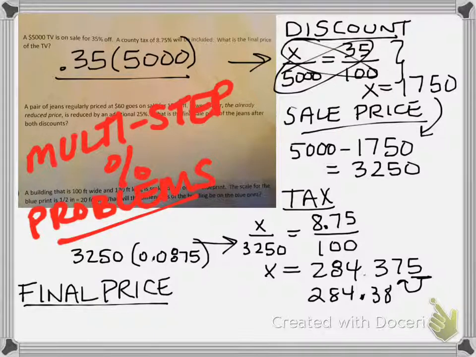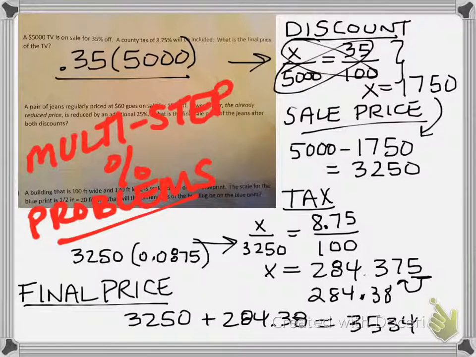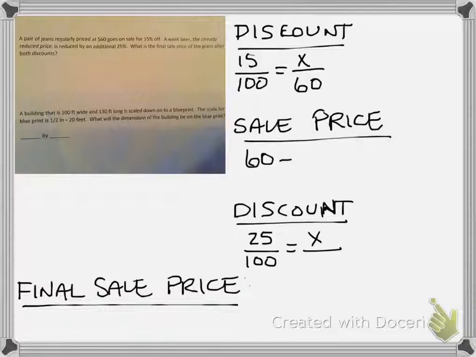Now that was tax we just calculated, which of course gets added on to the final price. So we're going to take that $3,250, which is the sale price. We're going to add that $284.38, and this will give us a final answer of $3,534.38.